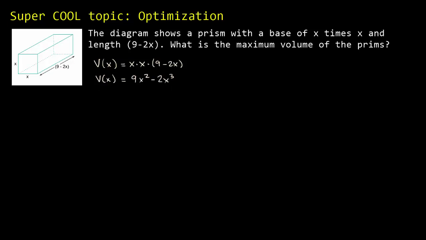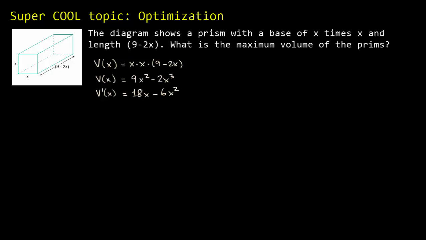Now, if we are asked to find the maximum volume for the prism, then of course this is a problem of optimization. In order to do it, we have to follow the steps that we did to find the critical points on any given polynomial. So we start by taking the derivative. It will be 18 times x minus 6 times x squared.